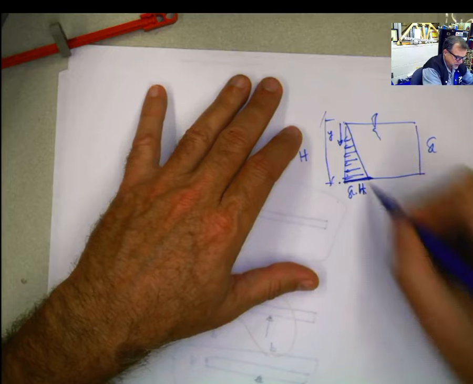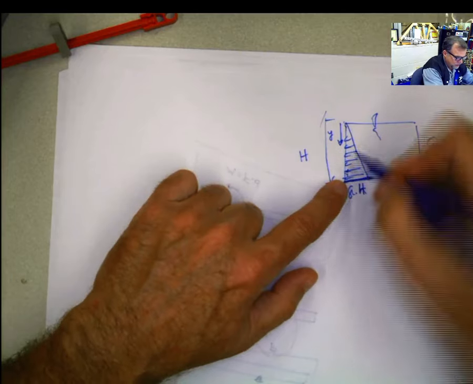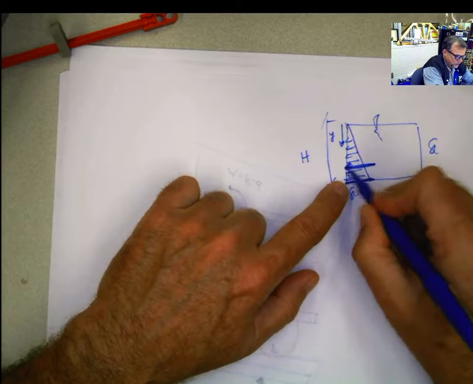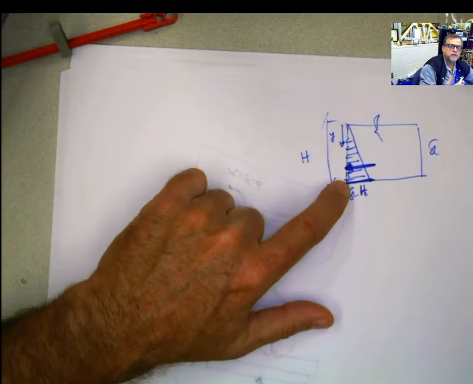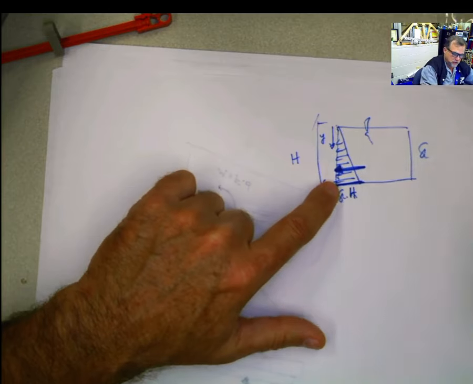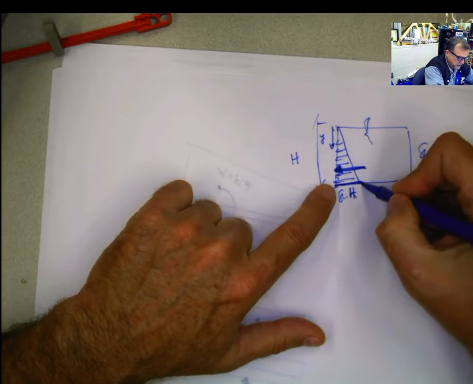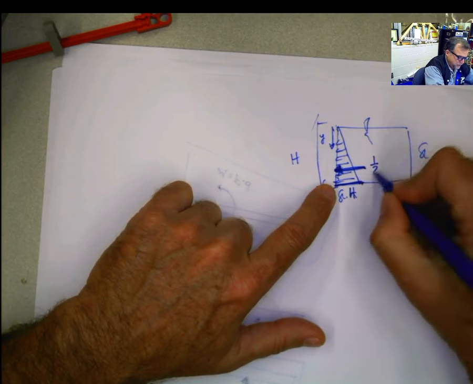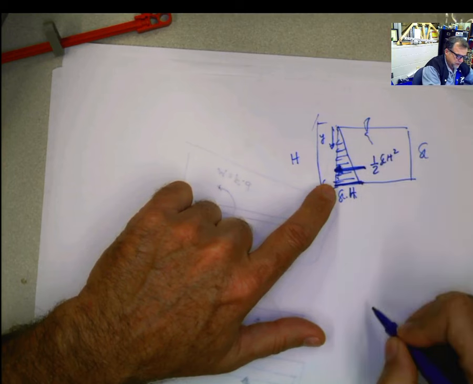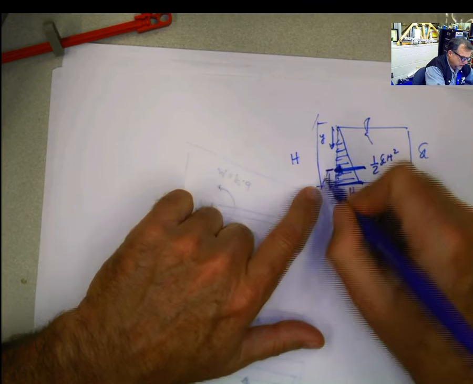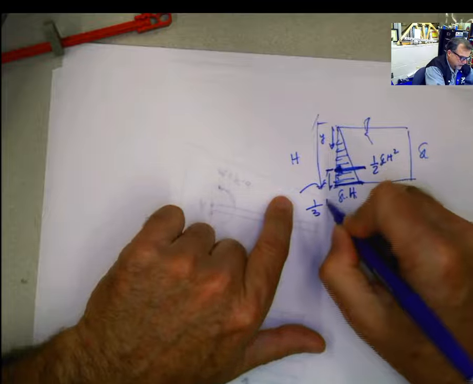this distance here. So that means that the total force is going to be acting somewhere on the walls like that. The representation of the total force is going to be acting somewhere here, and it's going to be h times gamma h divided by 2, and the location from here to here is going to be 1/3 of h.